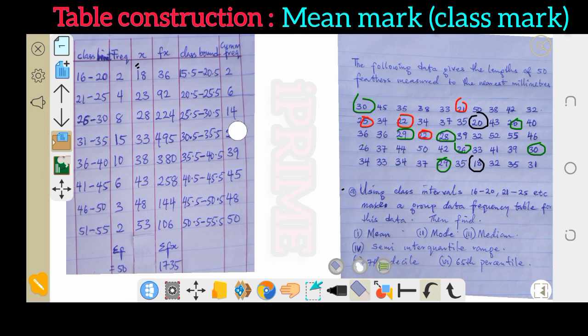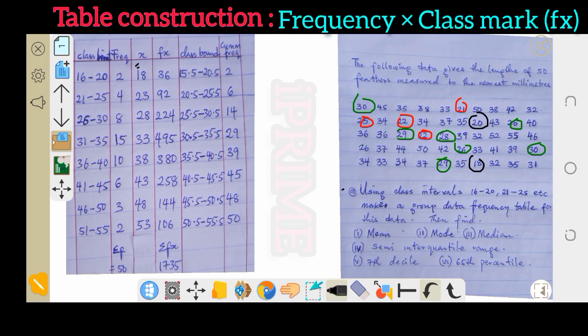Now let's look at, I'm trying to explain to you how I've got every part of it. Now we have our fx here. How do you get fx? The fx I just showed will be this frequency you are seeing here times the x. That is 2 times 18. 2 times 18 for the first place. How do you get this 36? That will be 2 times 18. That's how we got this fx here.